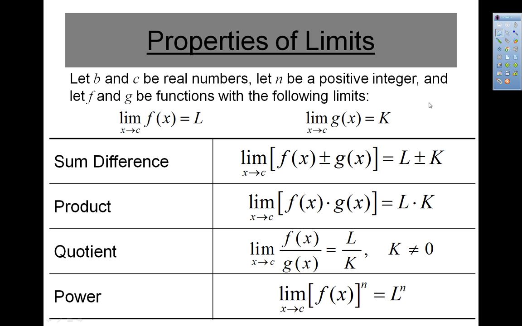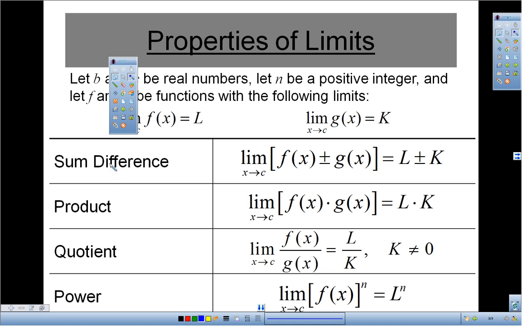This is very important: properties of limits. Basically, what it says is that if you have a combination of limits, like adding or subtracting two limits, you can split those two functions apart. It's no different than if you had 2 plus x. So the limit of f of x plus g of x, you can split up into the limit of f of x plus the limit of g of x. Same thing with the product and the quotient.